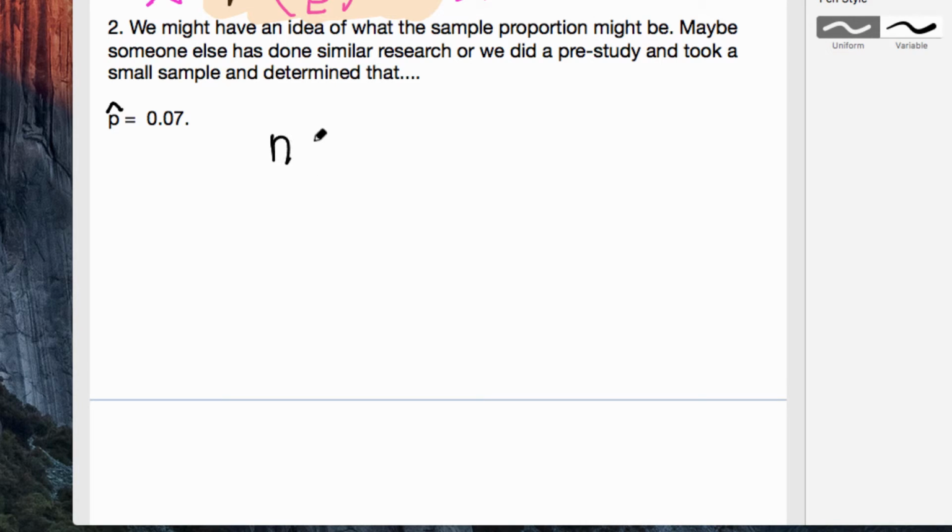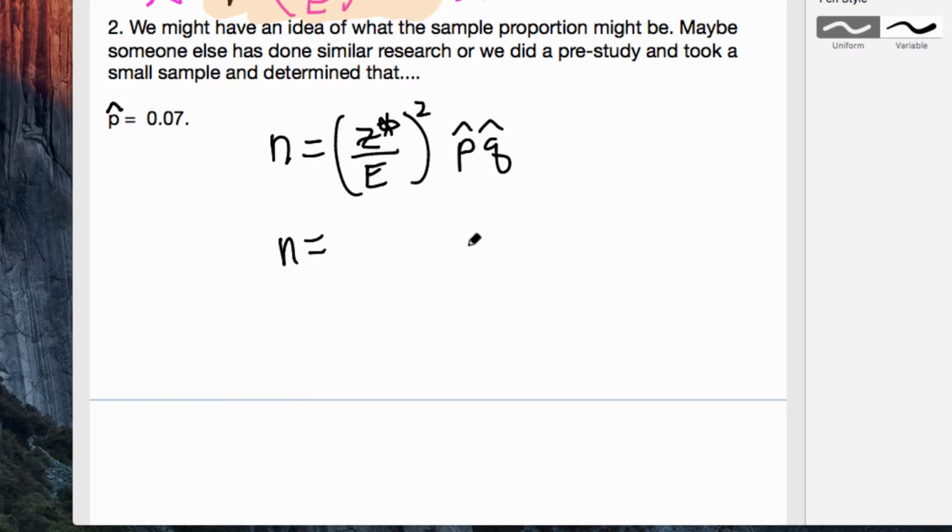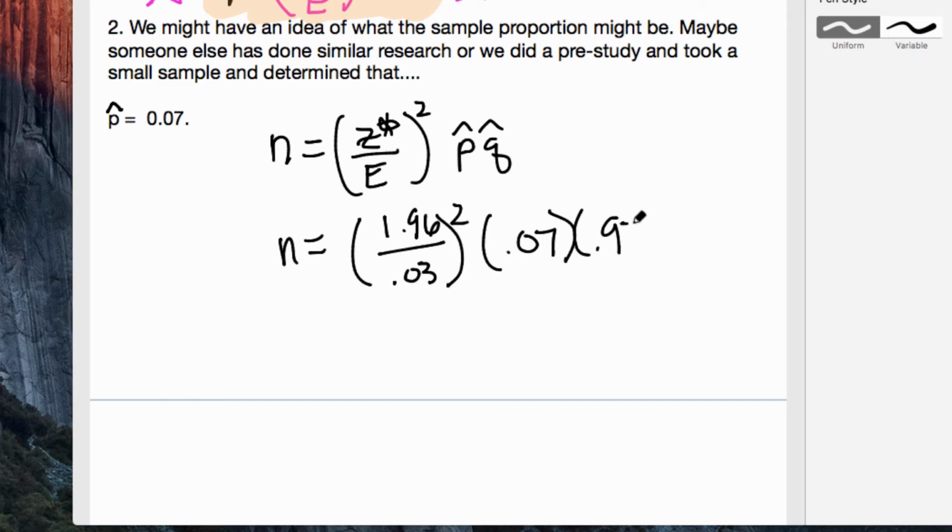Let's go back to our sample size formula. N equals z star divided by e, squared, multiplied by p hat multiplied by q hat. All that's multiplied together. If we happen to know what p hat is, then we'll go ahead and plug that in instead of using the 0.5 as before. So n equals, we're going to use the same facts as before, 1.96, keep the same margin of error, 0.03, quantity squared, and then p hat times q hat, so that's 0.07. So q hat would be the complement, 0.93. So just subtract 0.07 from 1.